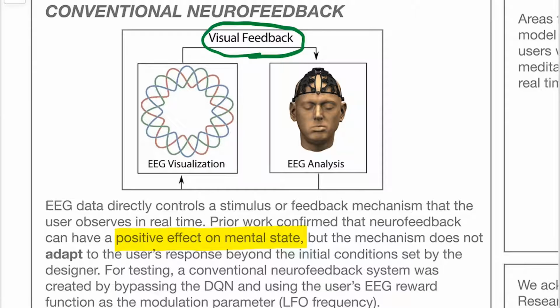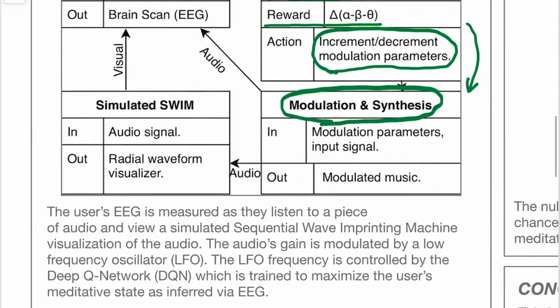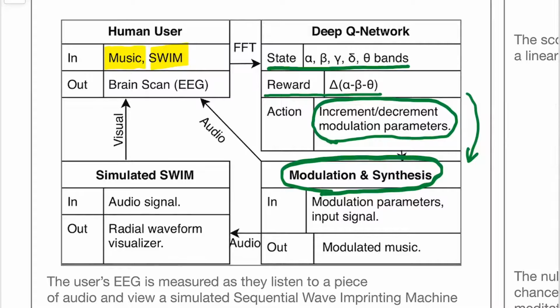To test our system, we created a conventional neurofeedback system by essentially removing the reinforcement learning component of the above proposed system. The user's meditative state, as inferred by EEG, was used as the low-frequency oscillator frequency parameter to directly show the user their meditation state.